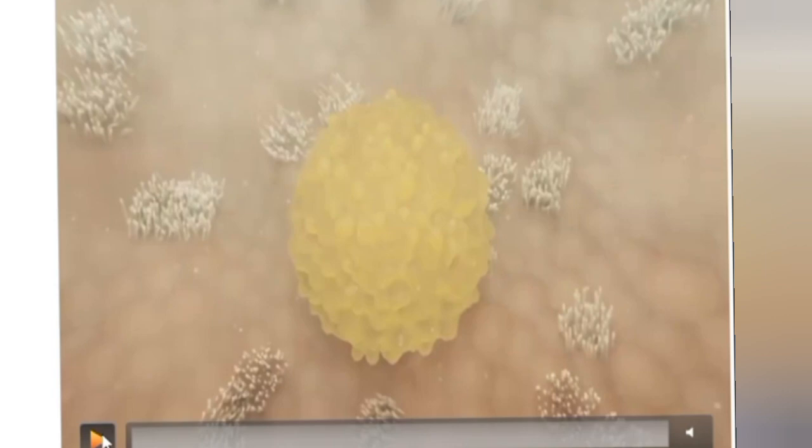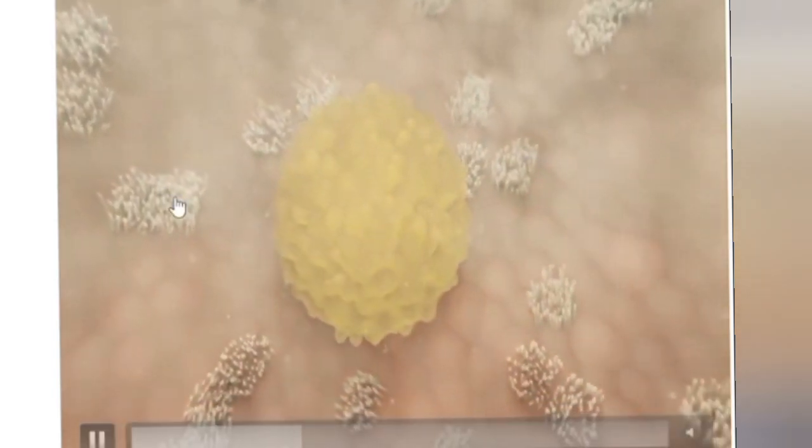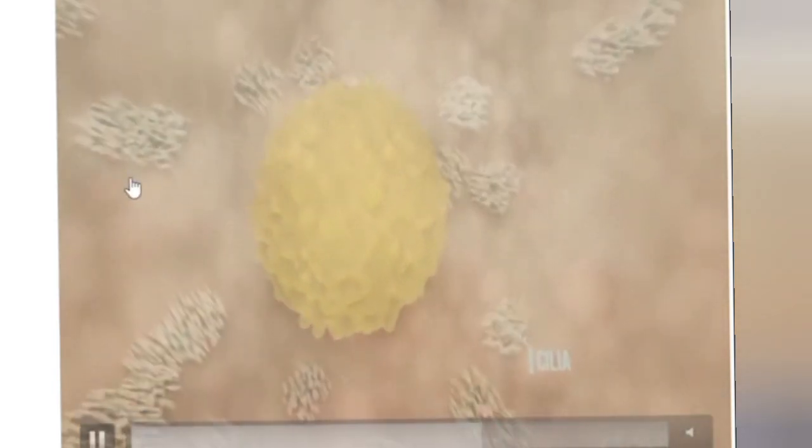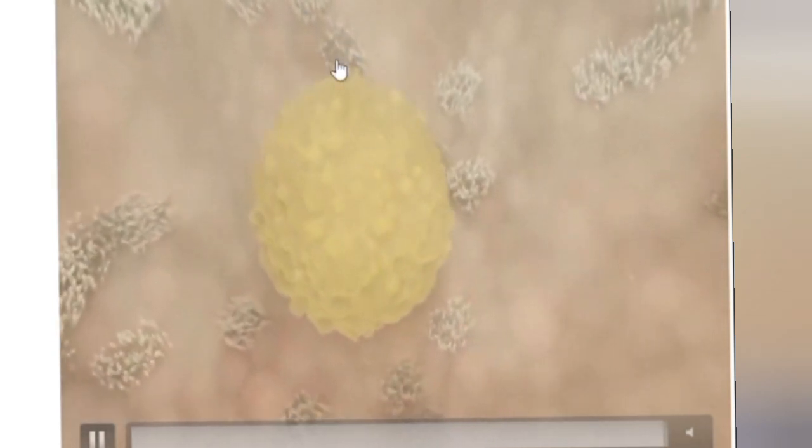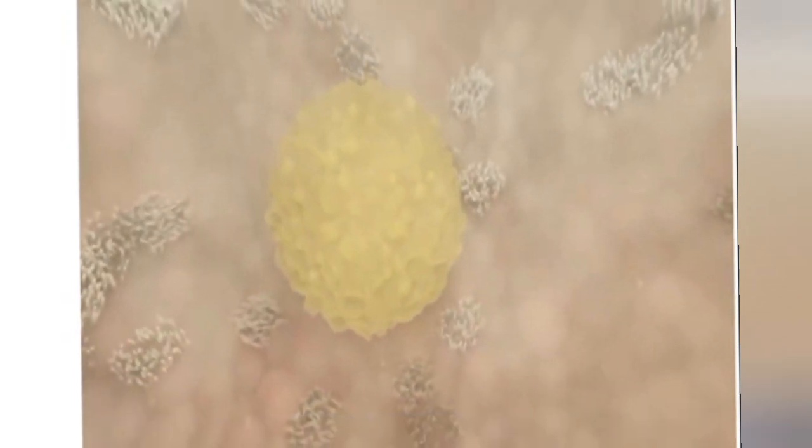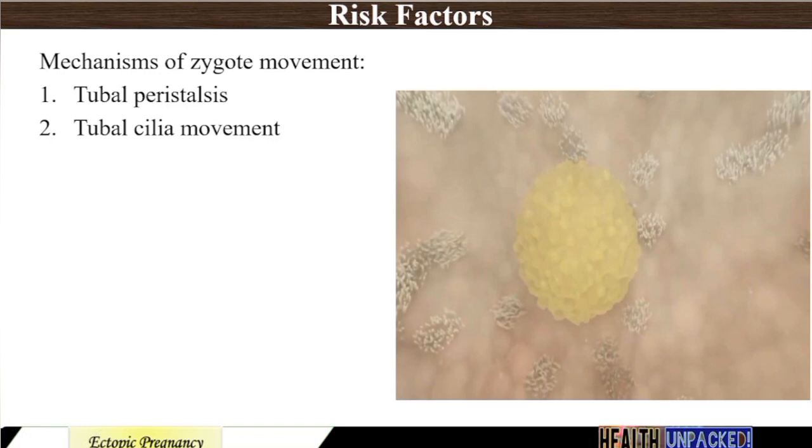You can see from this picture, these are cilia. When they look like this, the cilia push the fertilized egg toward the uterus. So anything that interferes with these two mechanisms could be a risk factor for ectopic pregnancy.